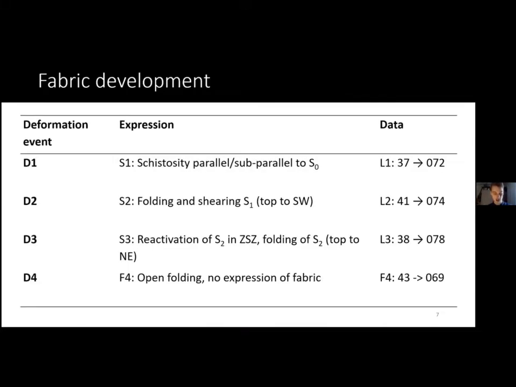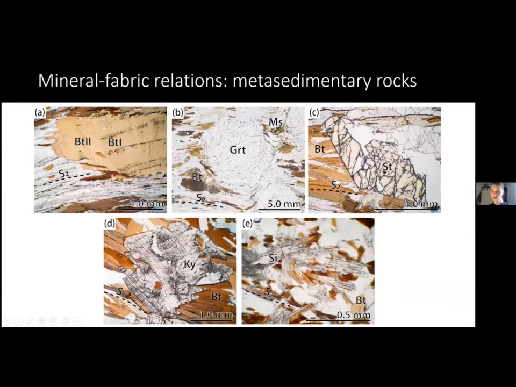And so this table here is just summarizing basically what I've said over the last few field photos. The key thing just to emphasize going forward is that the S2 fabric and the D2 event is our regional fabric. So let's have a look now at how some of the growth of peak mineralogy relates to this S2 fabric.